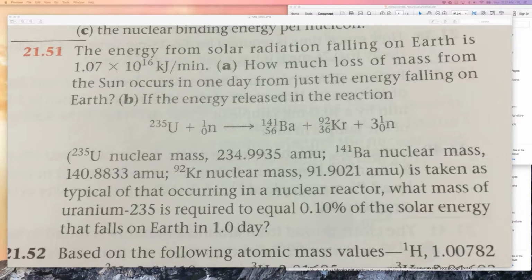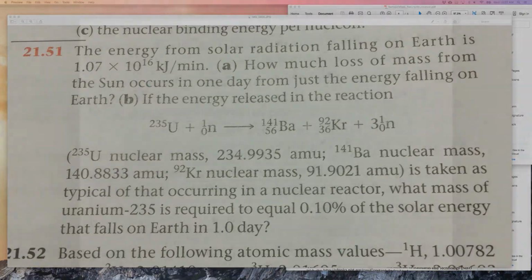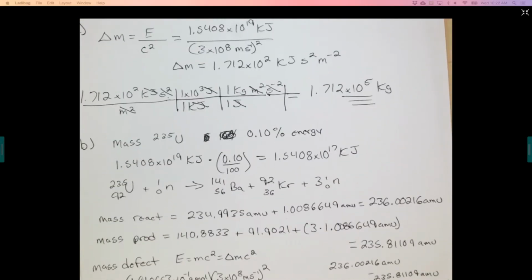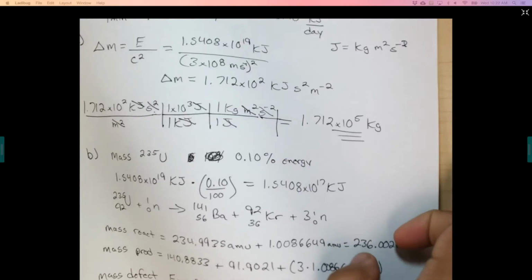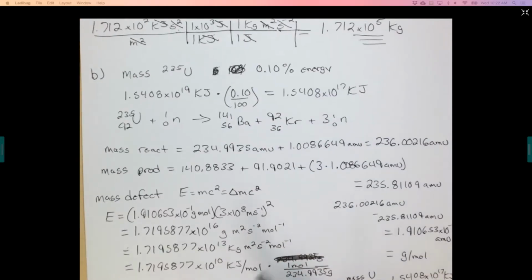Uranium with a neutron gives us barium, krypton, and releases neutrons. They have given us the nuclear mass for each of the reactants and the products. And they want to know how much mass of uranium we need to equal 0.1% of the solar energy that we just calculated. So the first thing I always do is write down the information that we know and what the question is asking us.